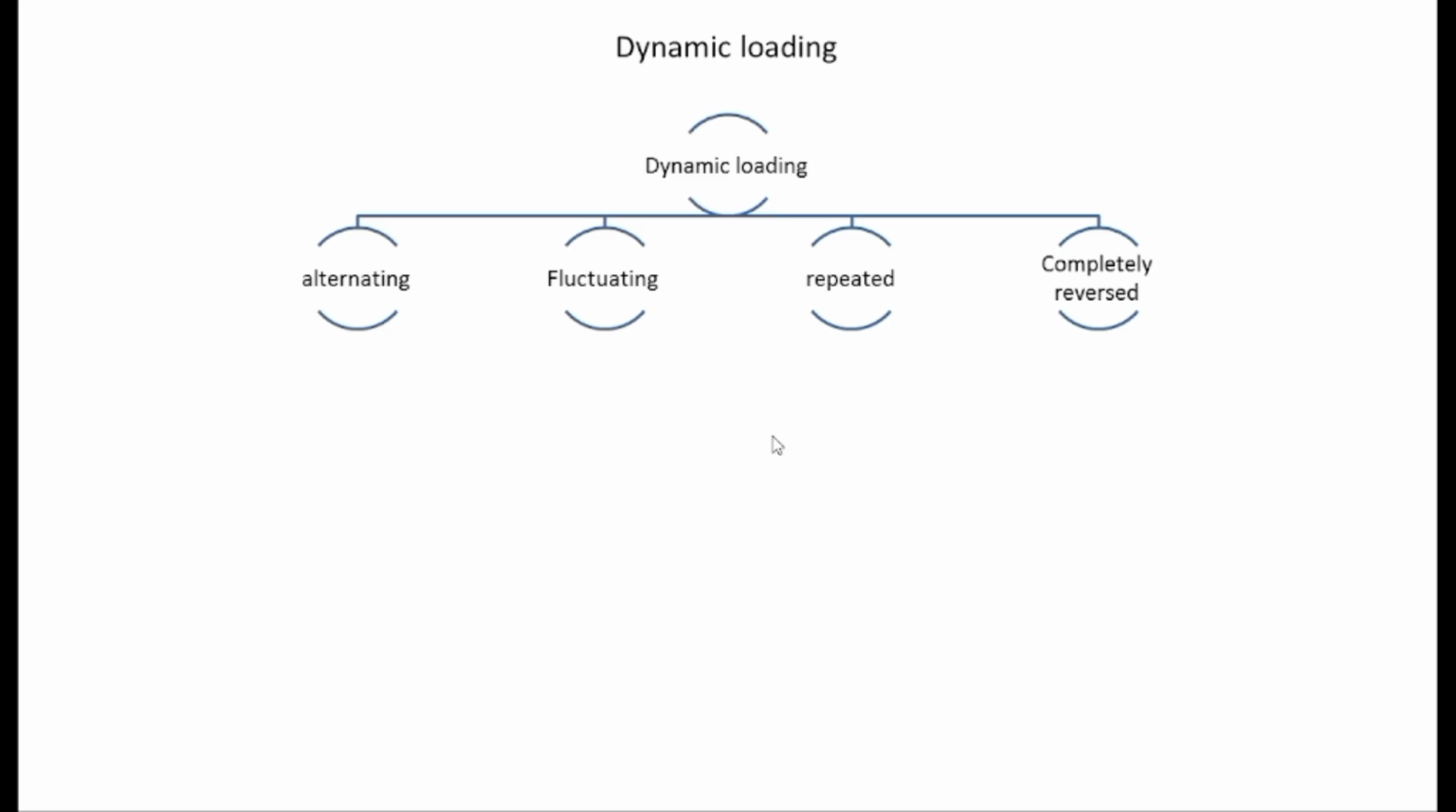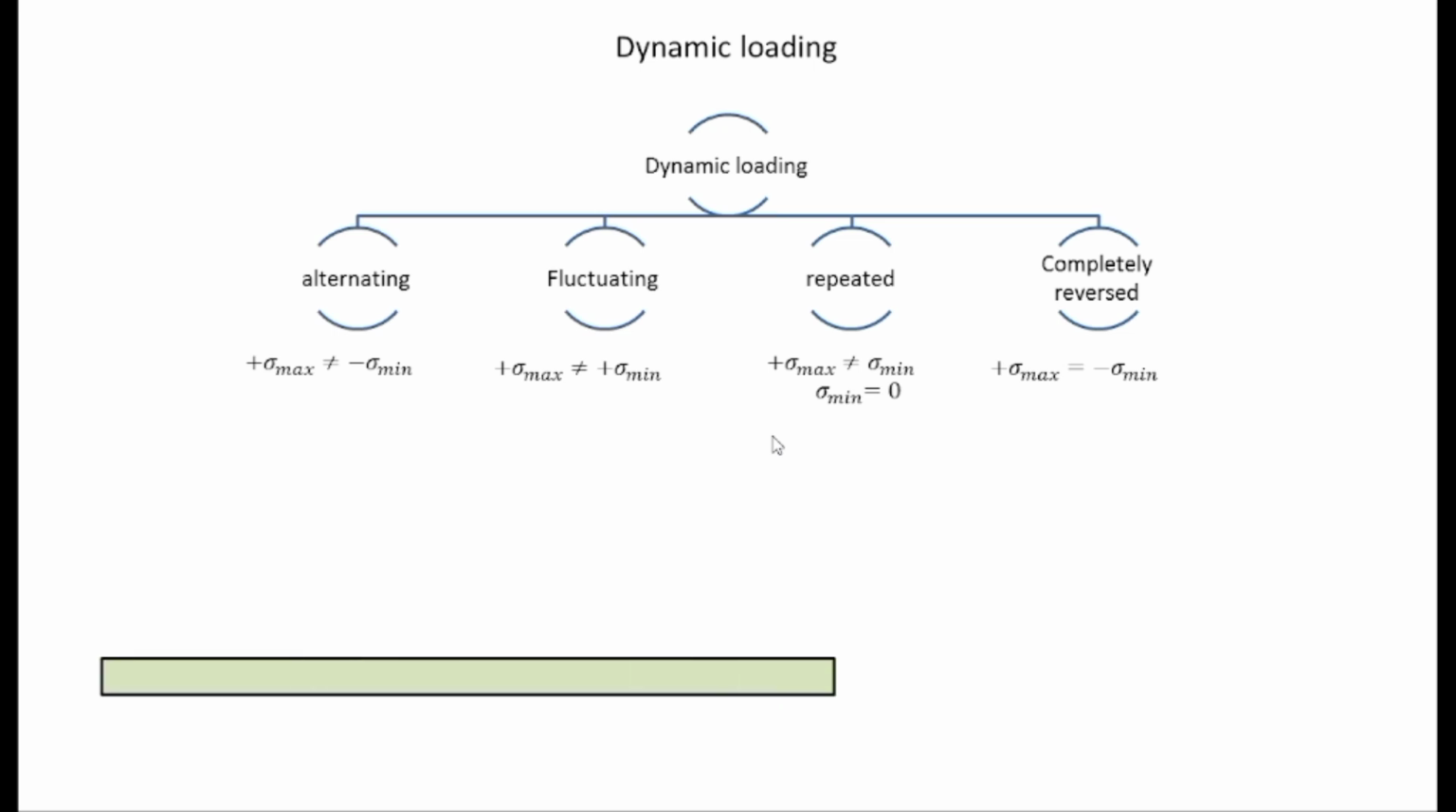Now these are the types of dynamic loading. Alternating load is a type of load where sigma max is not equal to sigma minimum, and both have different signs as well. For the fluctuating load, sigma max and sigma minimum are not equal, but their signs are the same, both have positive signs. For the repeated load, sigma minimum is equal to 0, and for the completely reversed type load, sigma max is equal to sigma minimum in magnitude, but the signs of sigma max and sigma minimum are different from each other. One is positive and the other one is negative.